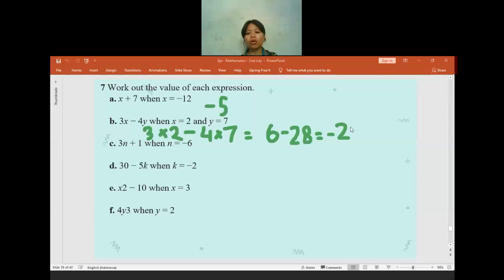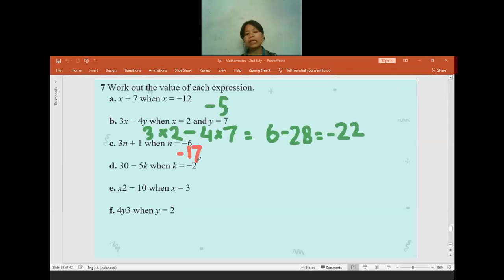Is there anyone who is confused or maybe thinks I still talk too fast? No? Okay. If no one is confused, let us move to question C. What is the result when n is negative 6? 3n plus 1. 3n means 3 times n. Are you sure it is negative 2? Yes, it equals negative 17. Correct. Is there anyone who is confused? No confusion? Okay, let us move to 7D.